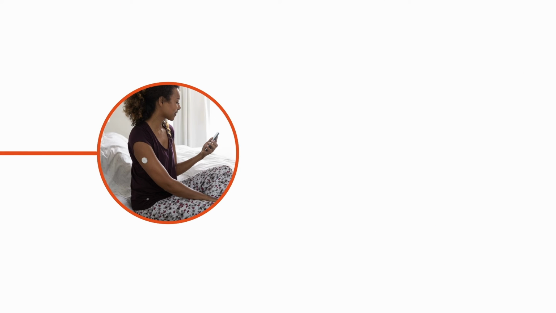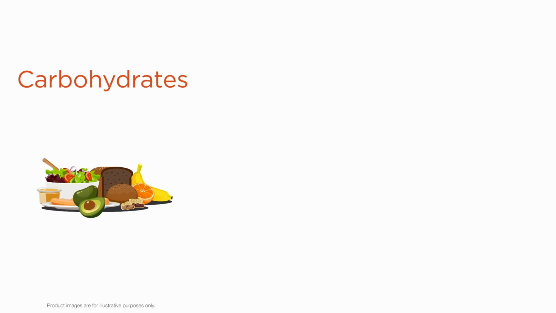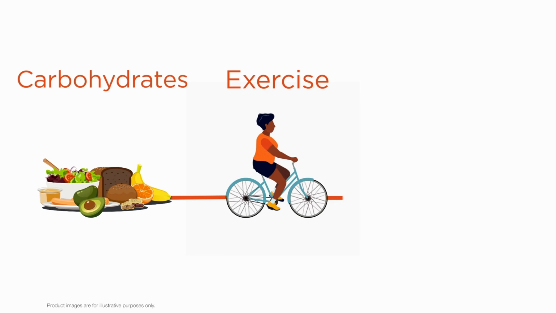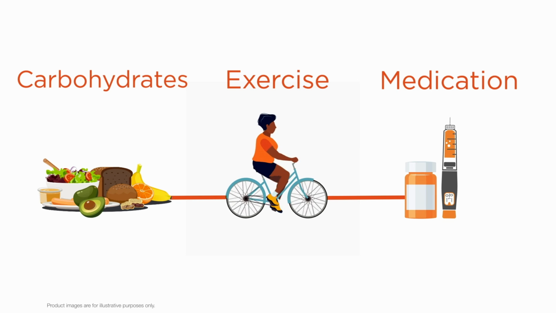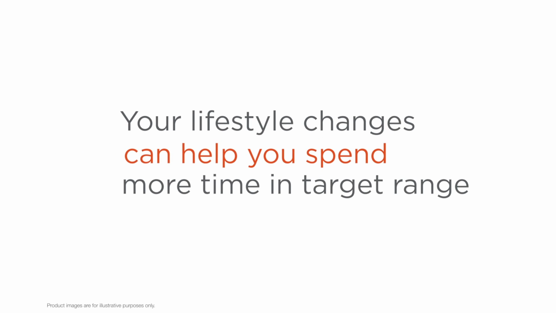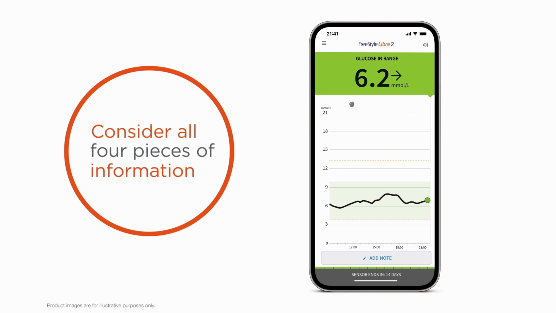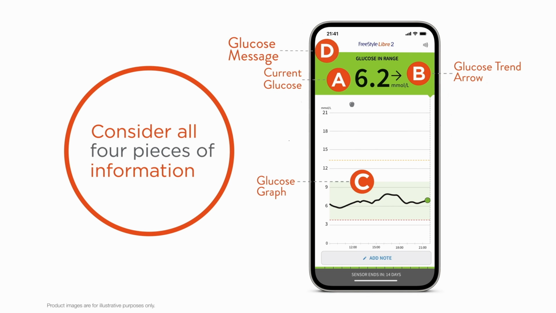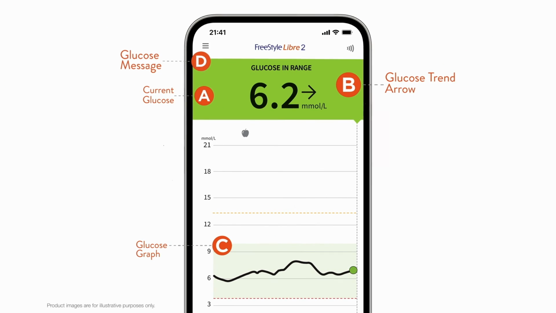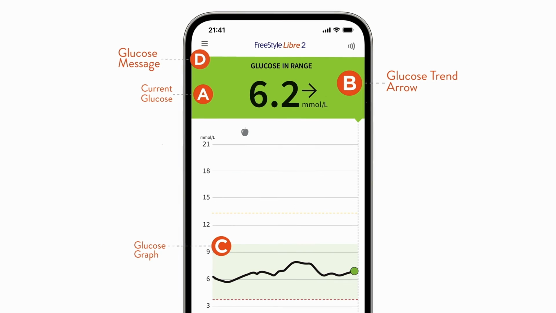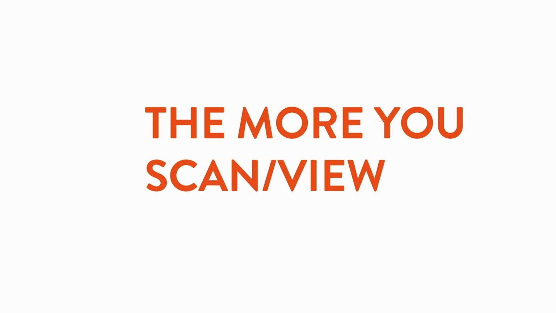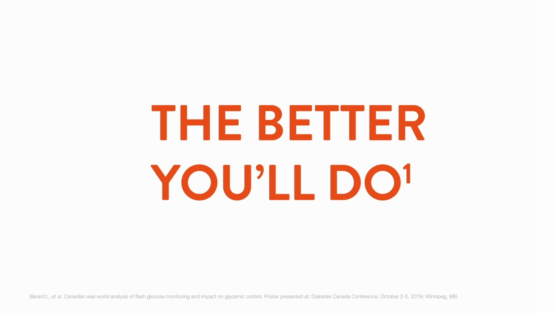You've been great at playing along, so let's summarize. It is important to scan or view often, so you can learn how different foods, types of exercise, and medications can change your glucose. Your lifestyle changes can help you spend more time in target range. Remember to look at all 4 elements of your glucose reading: where you are, where you're going, and where you've been. The more you scan or view, the more you'll learn and the better you'll do.